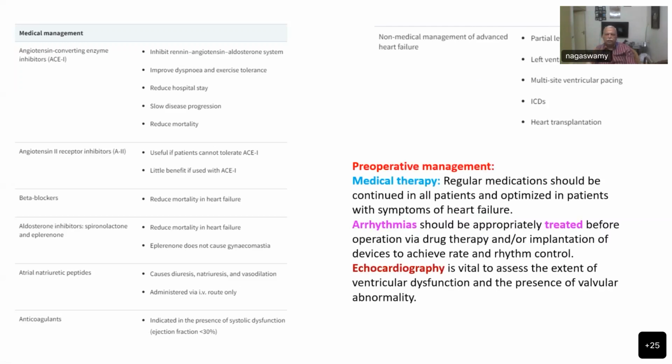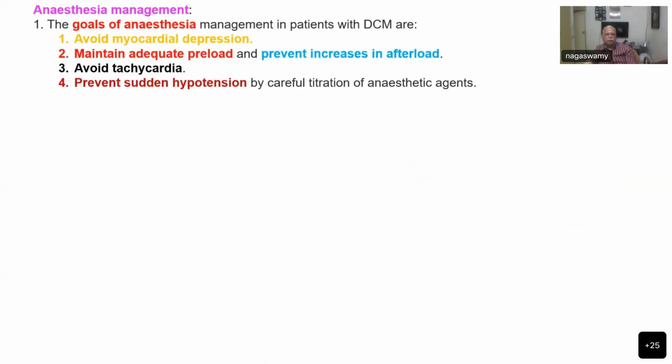Preoperative management: regular medication should be continued in all patients, and patients with symptoms of heart failure should be optimized. Arrhythmia should be appropriately treated before operating via drug therapy. Echocardiography is vital to assess the extent of ventricular dysfunction and presence of any valvular abnormality. Coming to the anesthetic management, goals of anesthesia are to avoid myocardial depression, maintain adequate preload, prevent increases in afterload, avoid tachycardia, and prevent sudden hypotension by careful titration of anesthetic agents.